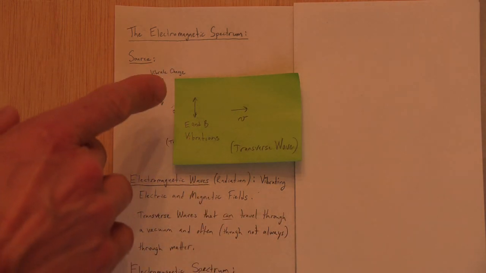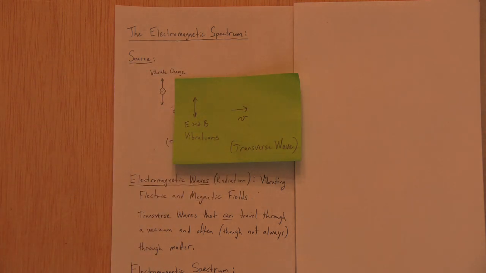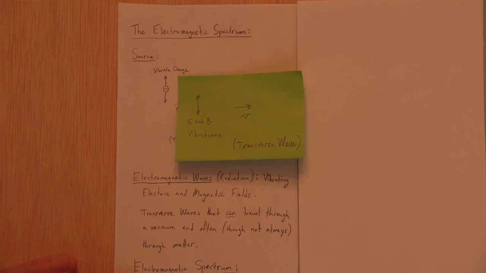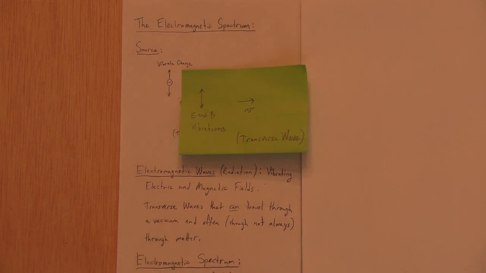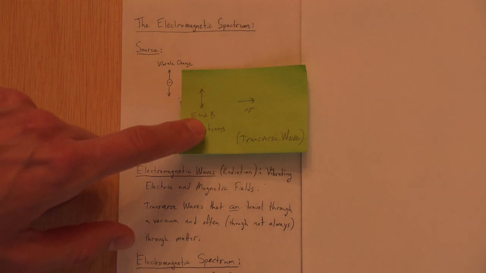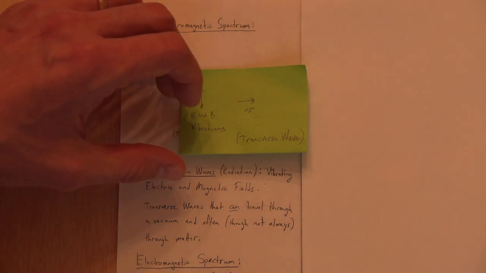Okay, so you have just E and B electromagnetic fields vibrating, and that vibration moves that way, making a transverse wave. So electromagnetic waves or radiation are vibrating electromagnetic fields. They're transverse waves that can travel through vacuum, and often, though not always, through matter. So that is different than sound. Remember, sound could not go through vacuum because there were no atoms there to vibrate. Electric and magnetic fields can vibrate with no matter present whatsoever in the vacuum of space. So electromagnetic waves can and do go through space, and I'll explain a little bit more about that later.